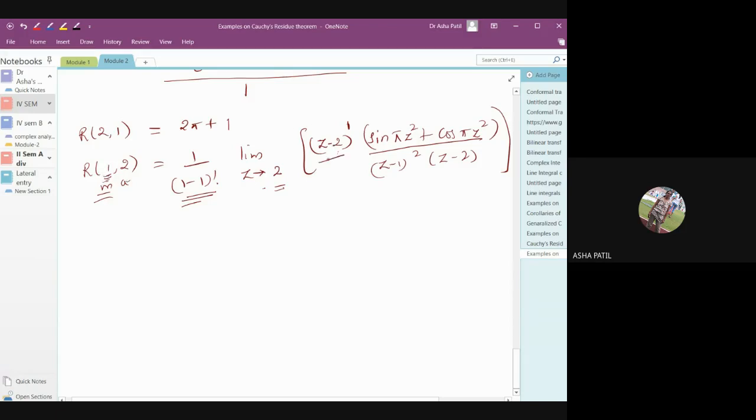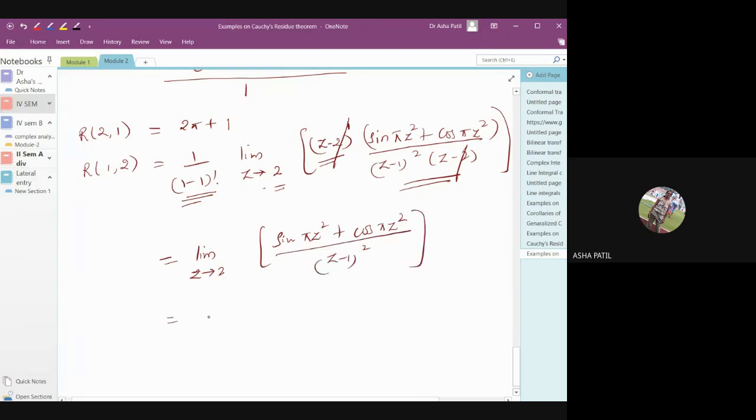So we have z minus a raised to m into the function. Now this is the given function. This term needs to be cancelled. It has to be cancelled, otherwise somewhere you have gone wrong. Now we'll have 1 upon 0 factorial, which is 1. Limit as z tends to 2, you can put the value directly. There is no differentiation here. Sin pi z square plus cos pi z square divided by z minus 1 whole square.